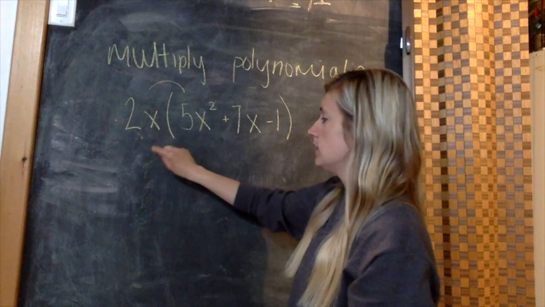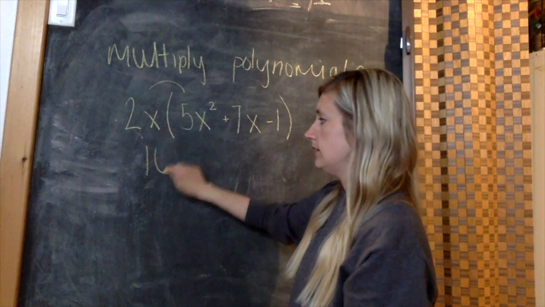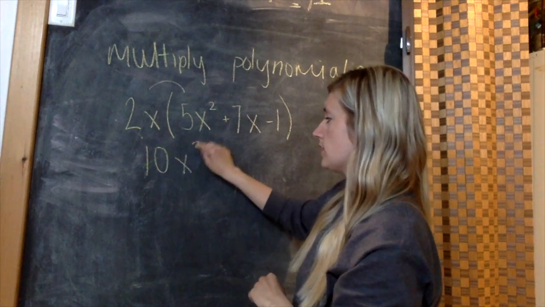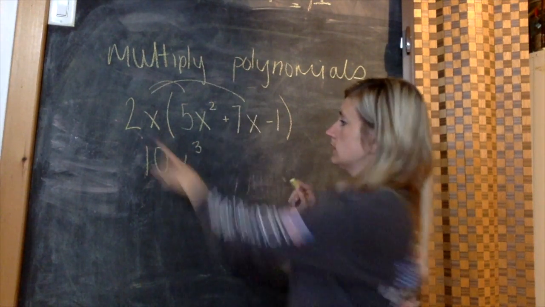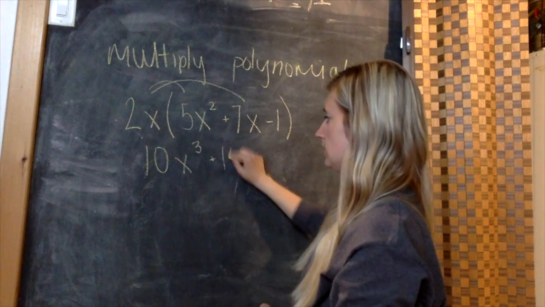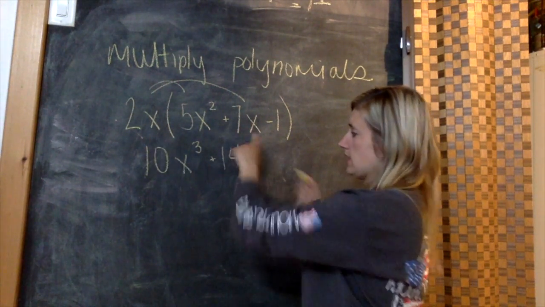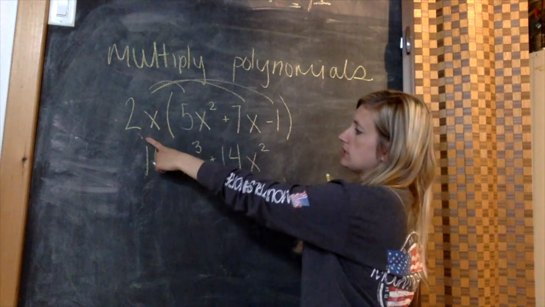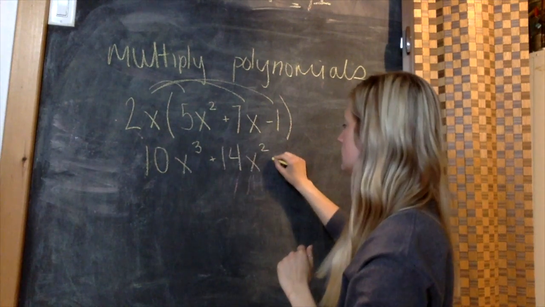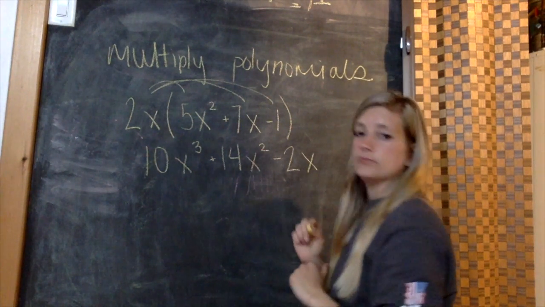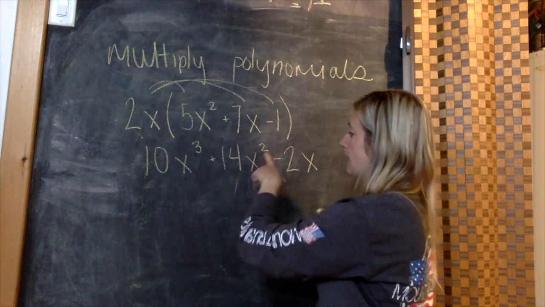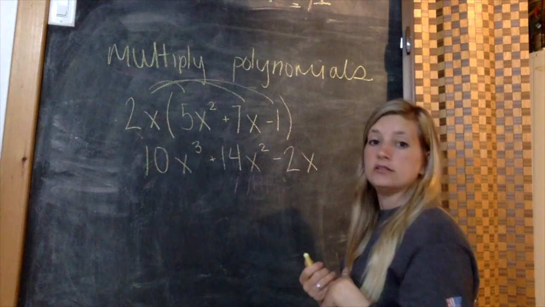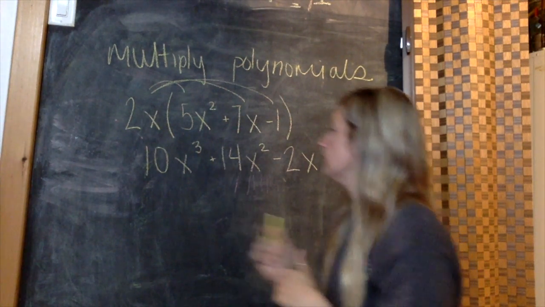So distribute. So 2 times 5 is 10. X times x squared is x to the third. 2 times 7 is 14. X times x is x squared. And then you have to distribute it to that last term, 2x times negative 1, which is negative 2x. Okay, so then go back, and do I need to combine any of these? Nope, because none of them are like terms. So you're done. Okay, that's all this one is.